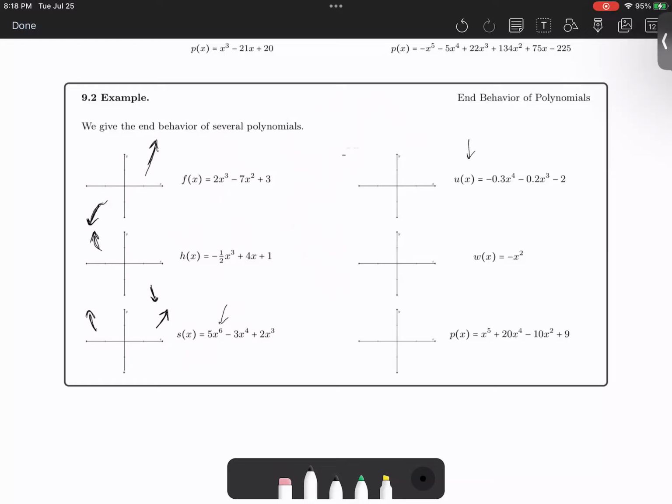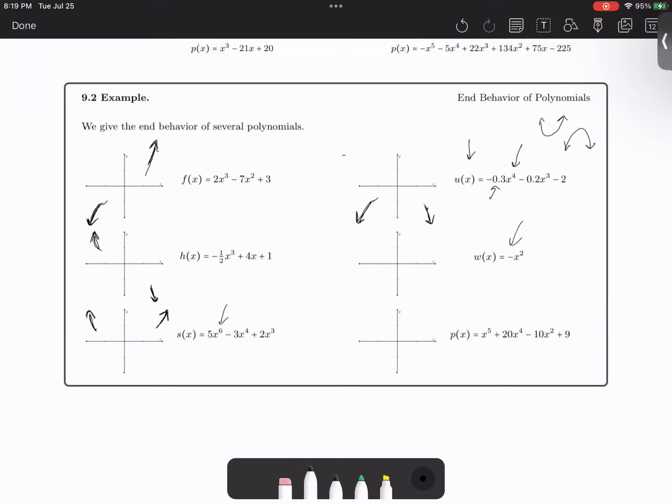u of x here is a degree 4 polynomial, so we're either going to be both up or both down, and that negative 0.3 in front of the x to the 4th means that we go down. Again, who knows what happens here close to the origin, but that's our end behavior. I approach minus infinity from both directions.